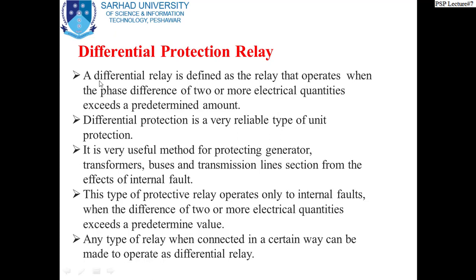A differential relay is defined as the relay that operates when the phase difference of two or more electrical quantities exceeds a predetermined amount. Differential protection is a very reliable type of unit protection. It is a very useful method of protecting generators, transformers, buses and transmission line sections from the effect of internal fault. This type of protective relay operates only for internal faults.